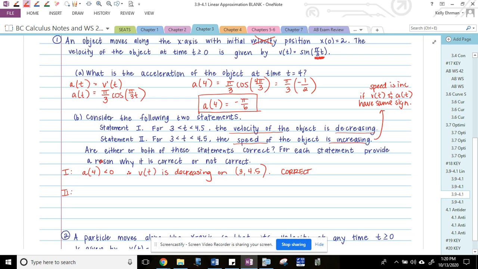All right, so is the speed increasing? Well, we know that the acceleration is negative at 4, but we haven't evaluated the velocity at 4, so we should find v of 4.